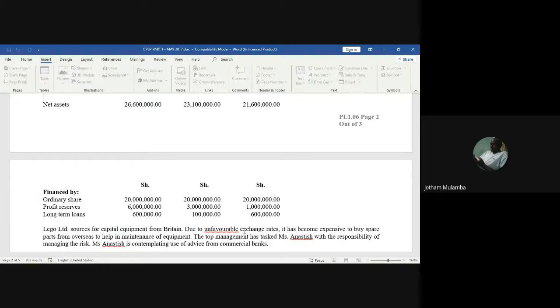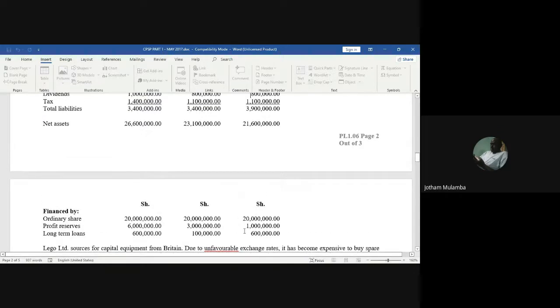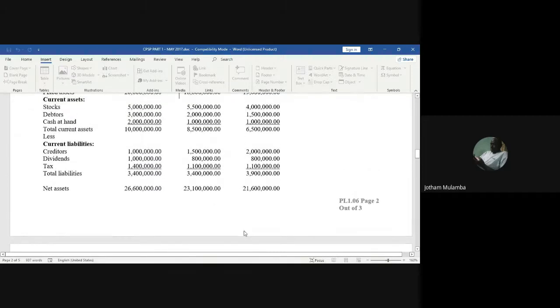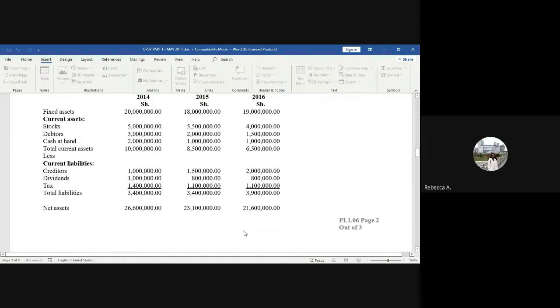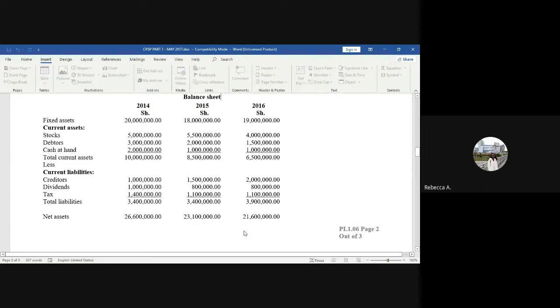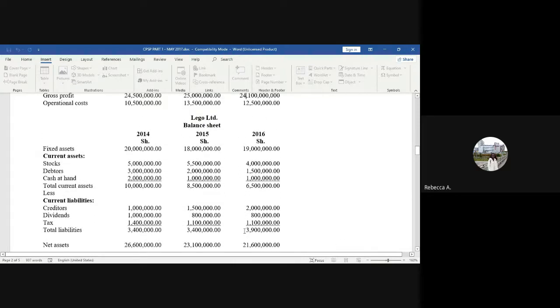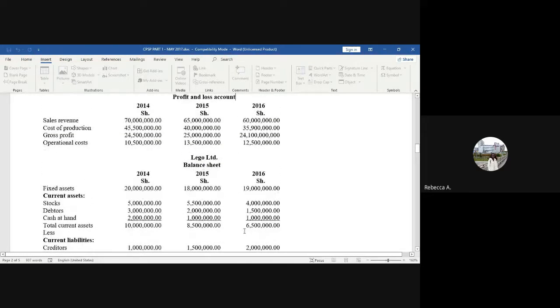The formula says asset is equal to capital plus liability. So now our capital plus liability is 26 million. Let's look at our assets, if it's equivalent to 26,600,000. Yes. Rebecca, did you have a question? Oh no, I've seen the net asset is 26,600 for 2014. So in that case, it's equivalent to our capital plus liability. So we can look at 2015.